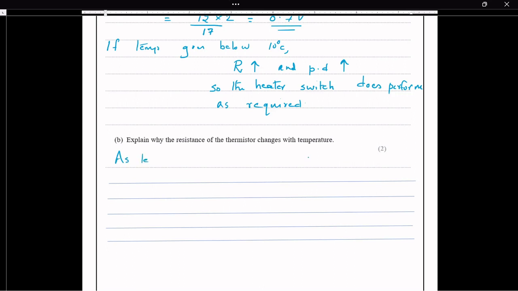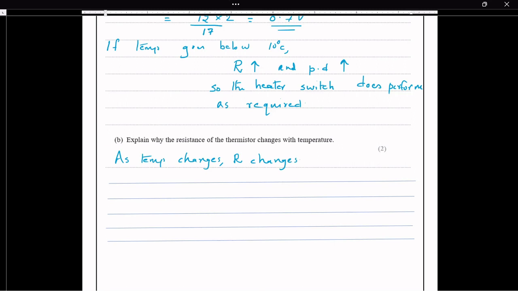As temperature changes, it can increase or decrease. So as the temperature changes, the electrons emitted by thermionic emission change, because thermistors are made of semiconductor material. So I'm writing that as temperature changes, R changes. This is, as a conclusion, what I wrote.